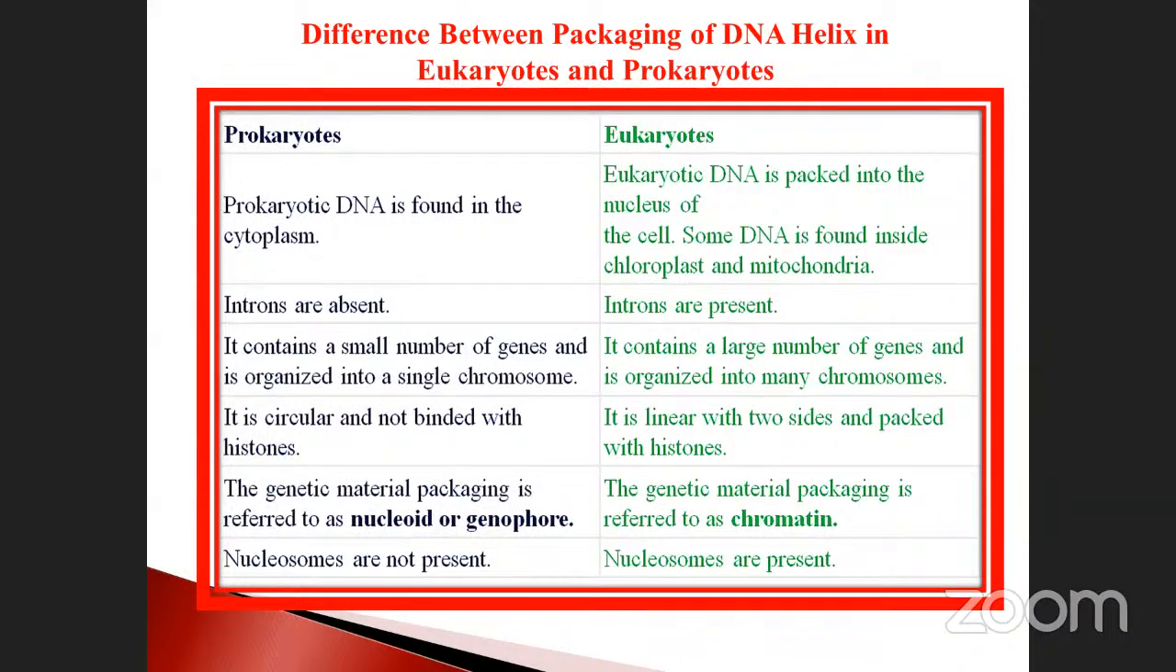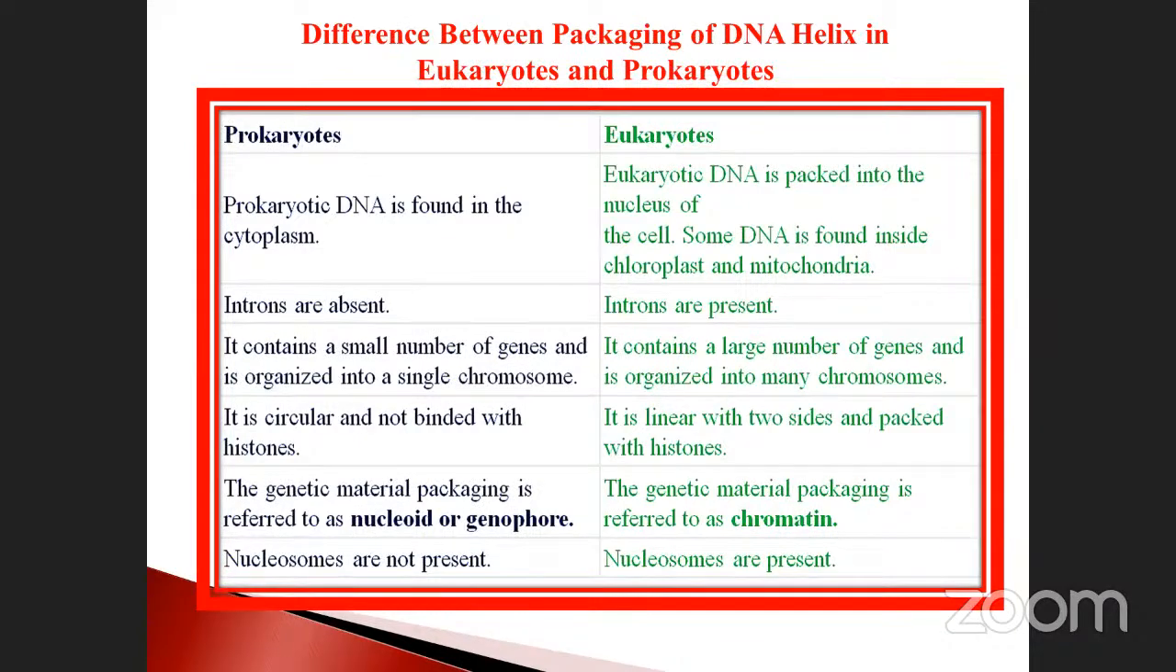Introns are absent. Don't forget, my dear, introns, the in-between molecules, are absent in prokaryotes. In eukaryotes, introns are present. Prokaryotes contain a small number of genes organized into a single chromosome only. Here, in eukaryotes, it contains a large number of genes and is organized into many chromosomes.